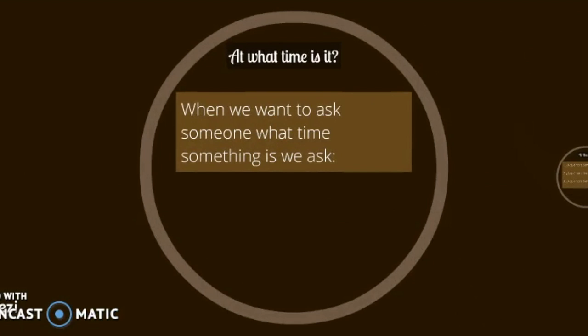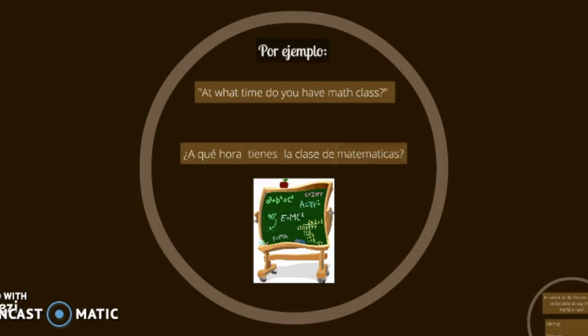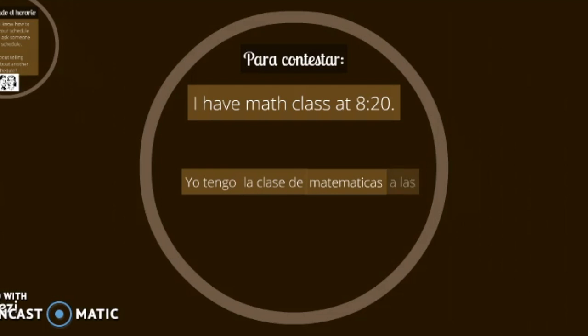When we want to ask at what time something is, we ask a qué hora. So, for example, if I want to ask at what time do you have math class, I say a qué hora tienes la clase de matemáticas. So, if I wanted to answer I have math class at 8:20, we would say yo tengo la clase de matemáticas a las 8:20.